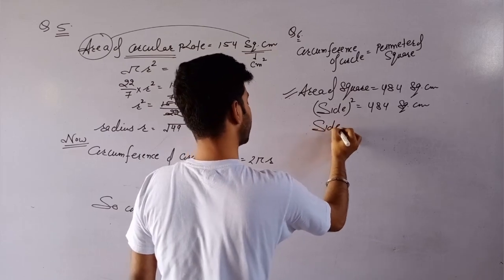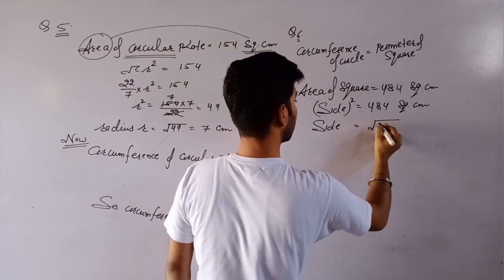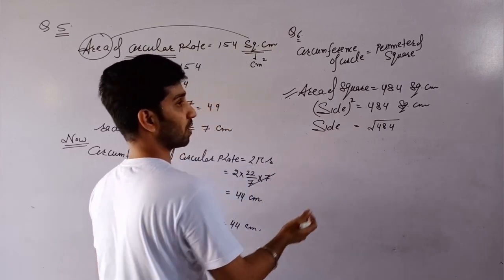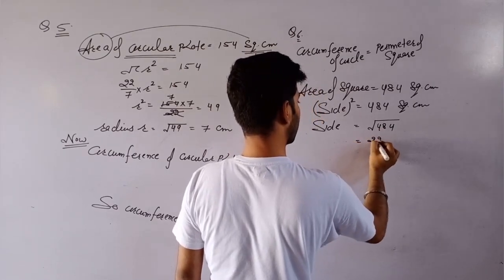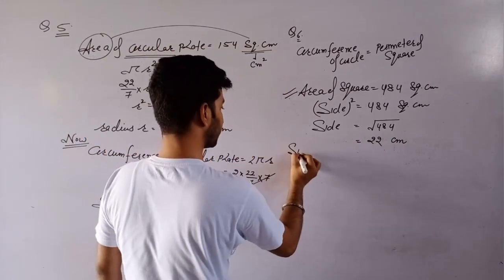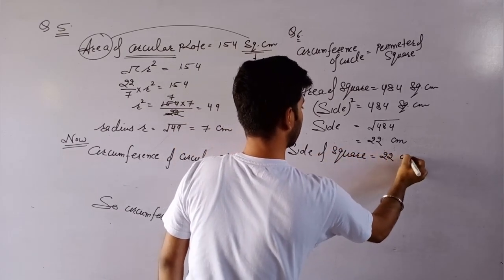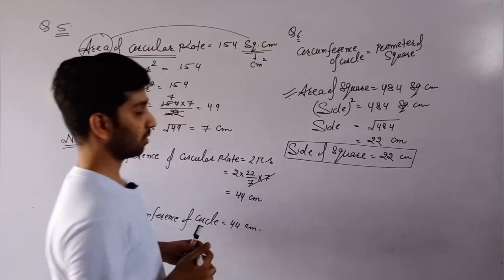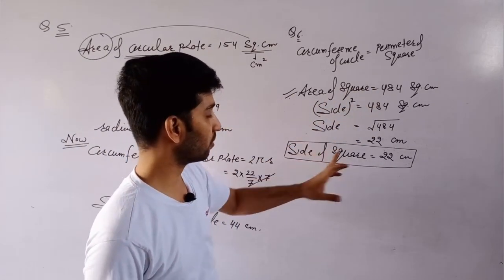Now we can find side is equal to, it is the square, so by transposing it will become root 484. Root gives positive and negative, but the sides are always positive, so we will neglect the negative value and we will get root of 484 is 22. It is the side, so unit is centimeter. So we have found that side of square is 22 centimeter. First of all we found the side of square by the given value of area of square. Area of square was given, from that we found the side of square.